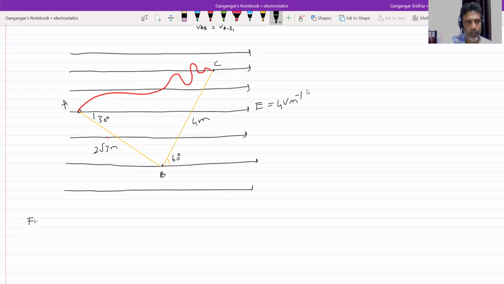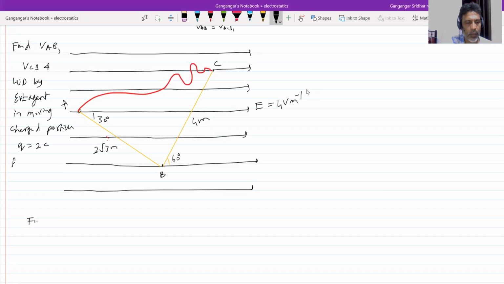Find VAB, VCB, and the work done by an external agent in moving a charged particle Q equal to 2 coulombs along the curved path from A to B.